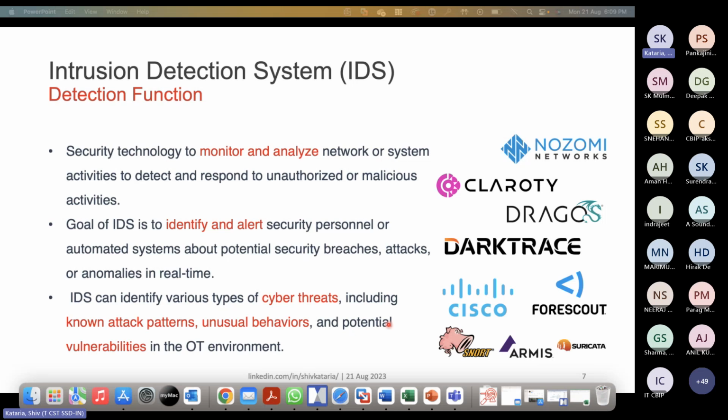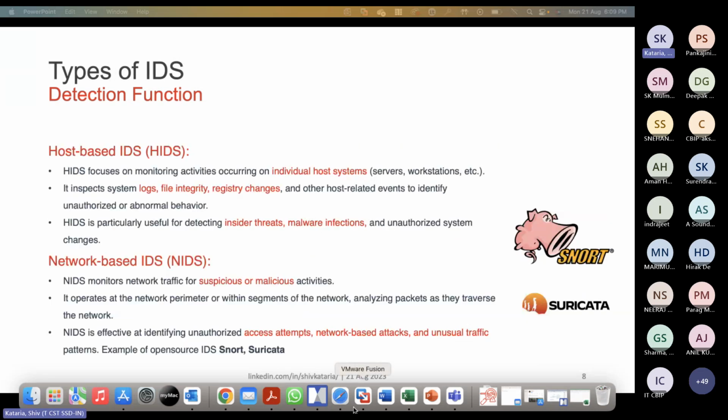Now coming to the types of IDS, there are generally two different types of IDS. One is the host IDS, which can also be called the endpoint intrusion detection system. And then the other one is the network-based intrusion detection system. As the name suggests, the main difference between these two is that the host IDS works on the endpoint.